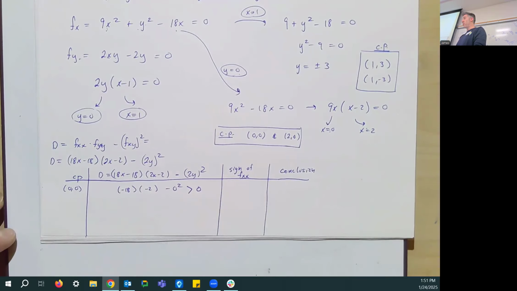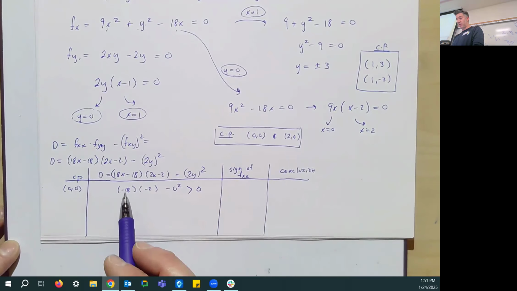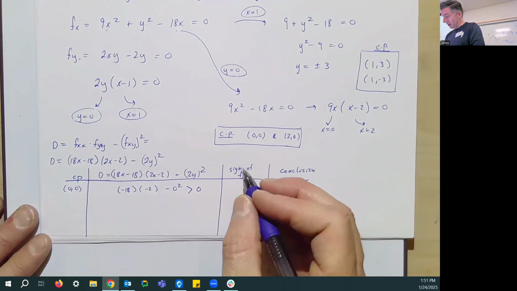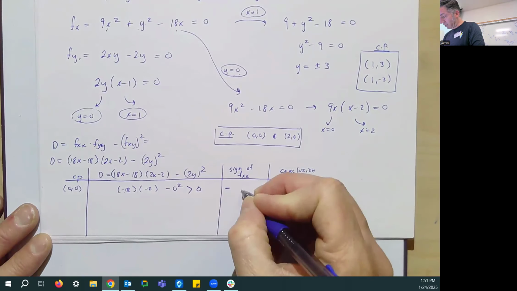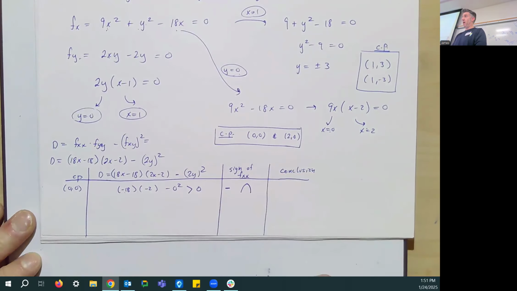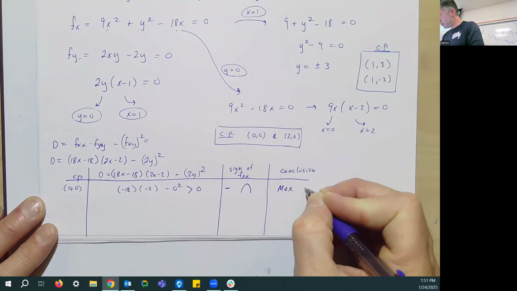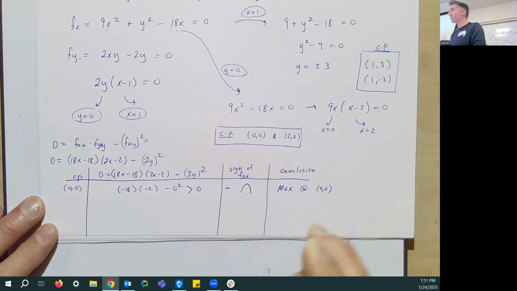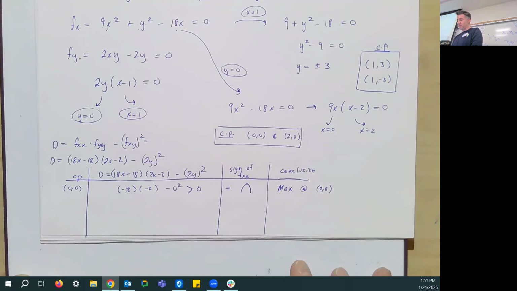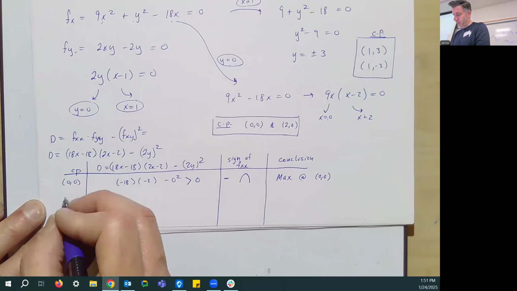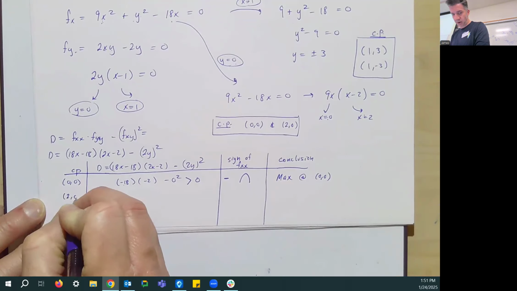So that means we have a maximum or minimum. So we do care about the fact that the second derivative is negative, meaning we're concave down, meaning we have a maximum at 0, 0. We're going to do the same thing for the rest of them. Plug in the critical point 2, 0.